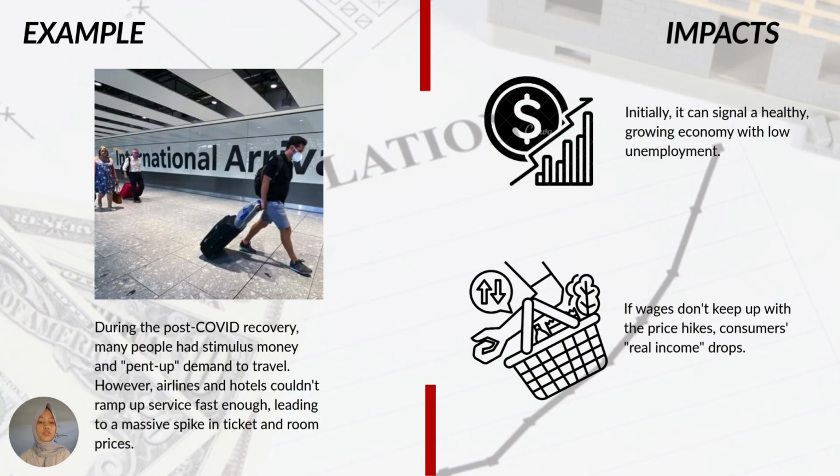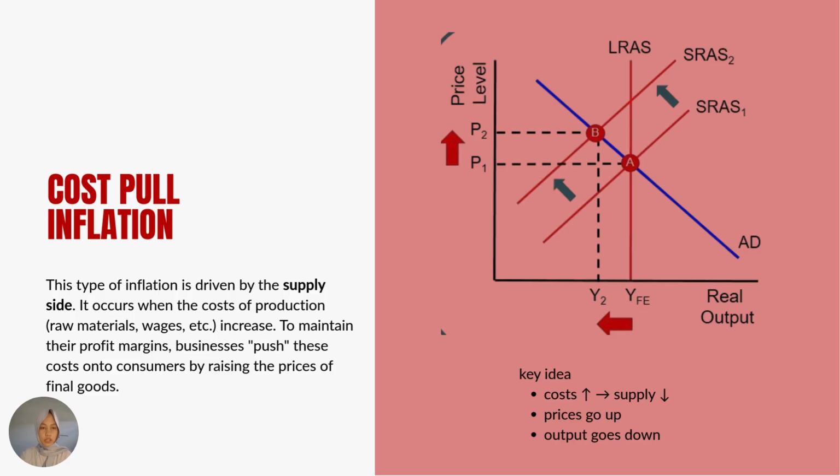Now I'm going to move on to cost pull inflation. So what is cost pull inflation? The concept here is that this type of inflation is driven by the supply side. It occurs when the cost of production, like raw materials and wages, increases. To maintain their profit margins, businesses push this cost onto customers by raising the prices of final goods.